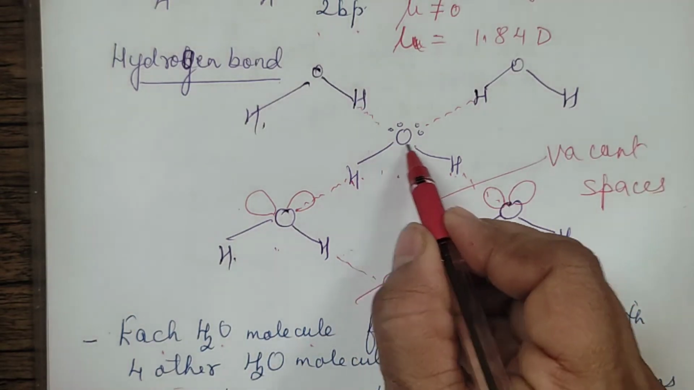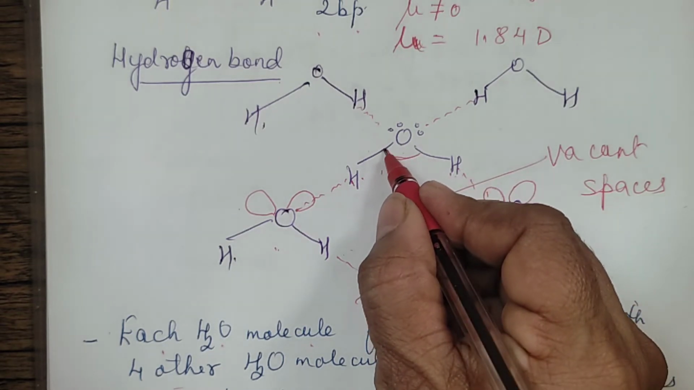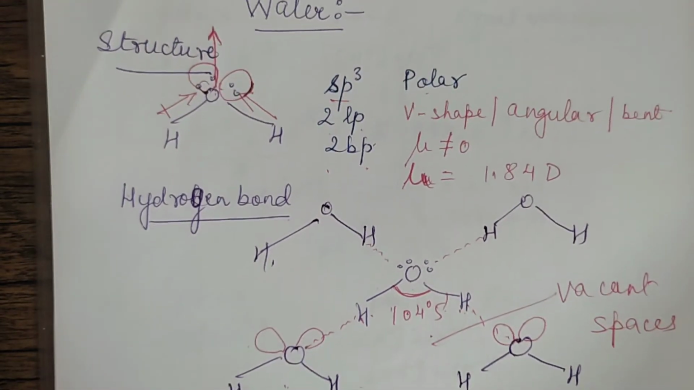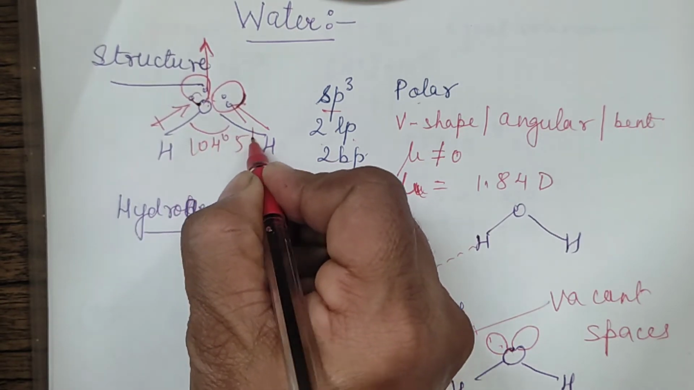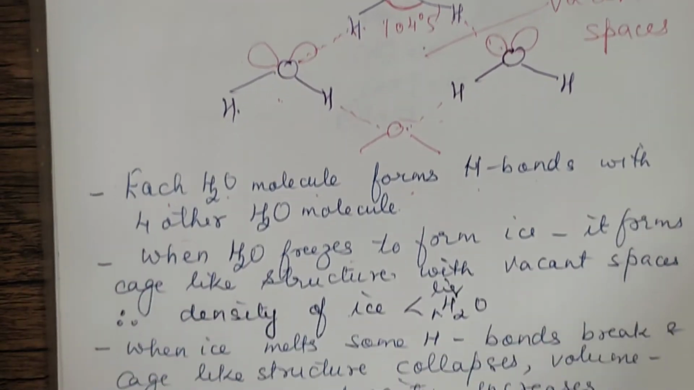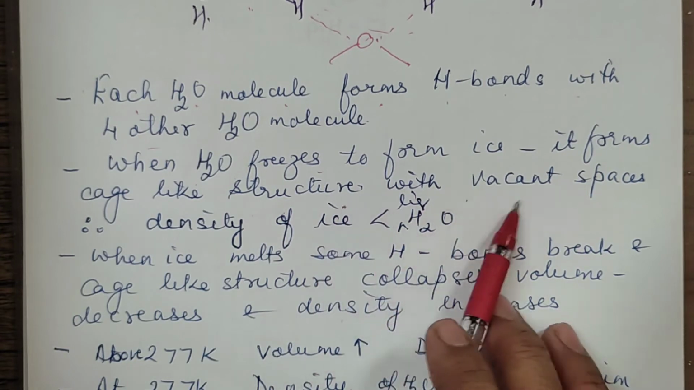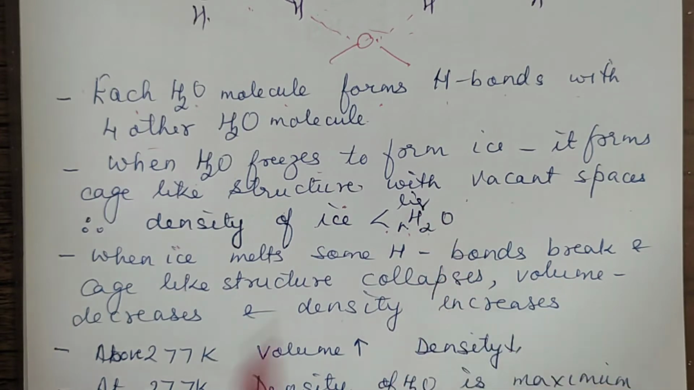Moreover, it is not planar. This is a 3D figure. So the angle here in water is 104 degrees 5 minutes. This angle here is 104 degrees 5 minutes. Okay, so what we wanted to say here is that in ice, it is forming a cage-like structure with some vacant spaces. Therefore, we say density of ice is less than liquid water. That is why whenever we put ice on water, it will float. It doesn't sink. It just floats on water.